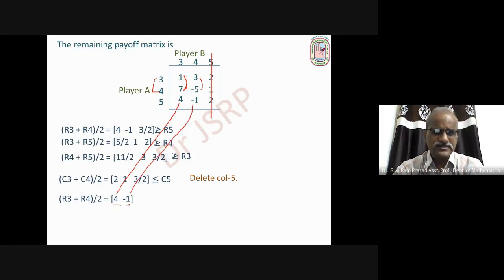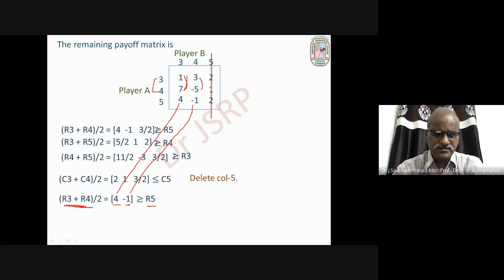Okay, so equality means we can take either less than or equal or greater than or equal. For our convenience, we take this is greater than or equal row 5. So average of row 3 and row 4 is greater than or equal row 5. That means each entry of convex combination of row 3 and row 4 is greater than or equal corresponding entries of row 5. Therefore, this is comparable.